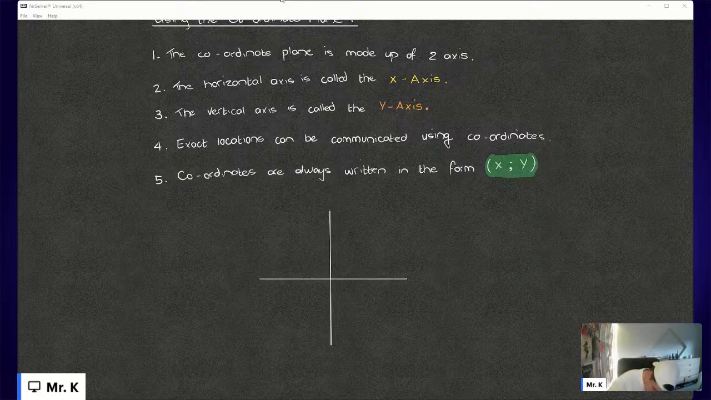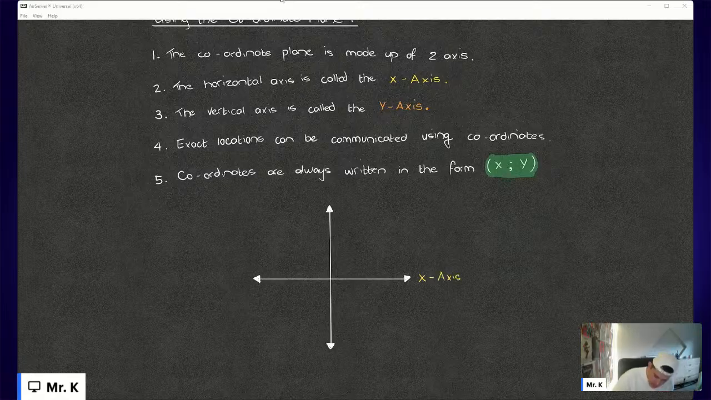Okay, whenever we draw our axes, we use arrows on the end of the lines to represent that these lines continue until infinity. Okay, they never end. We know that our horizontal line is the x axis and our vertical line is the y axis.